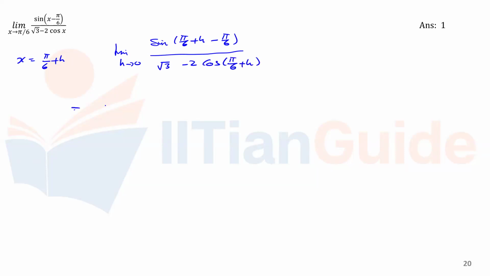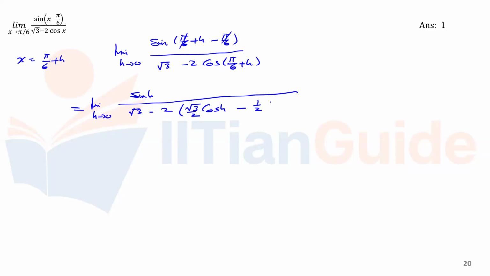Okay. So I have got limits h tending to 0. Pi by 6 got cancelled. I am getting sine h. In the denominator, I have got root 3 minus 2 times. I am applying cos a plus b formula, that is cos a cos b, cos pi by 6, cos 30, that is root 3 by 2 cos h. Cos a cos b, minus of the sin a sin b, sin pi by 6 is 1 by 2 and sin h. I got this term.